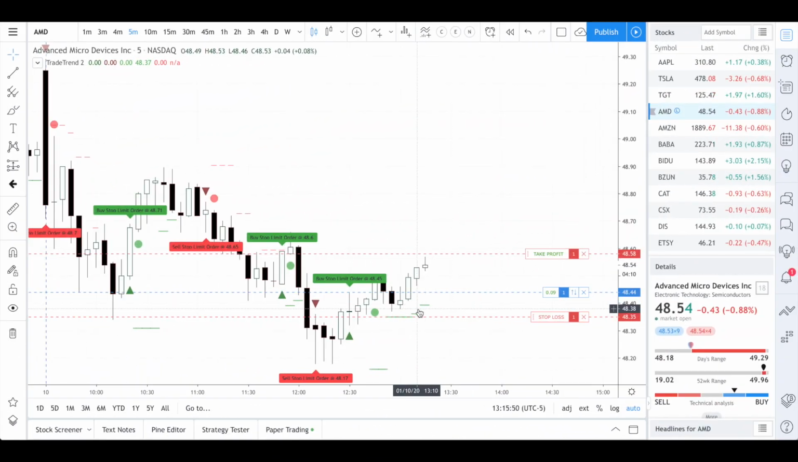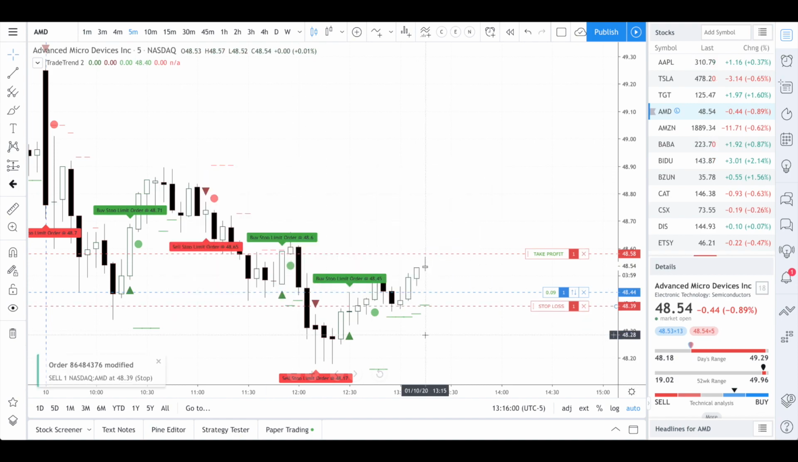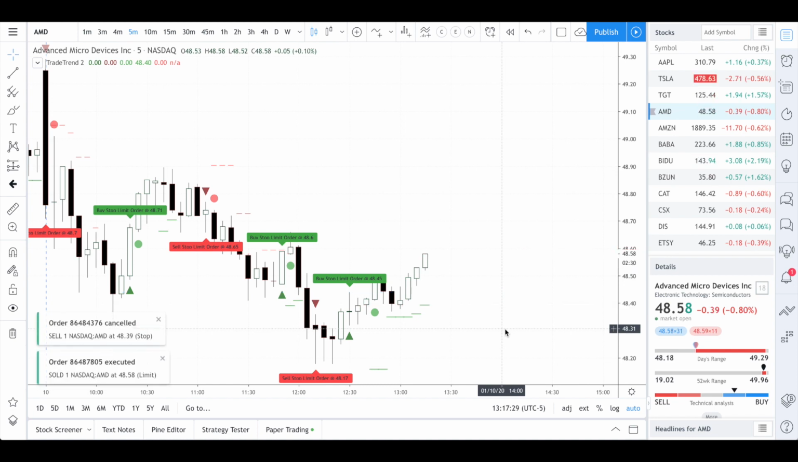About 8 minutes later, I noticed that Trade Trend is suggesting that I move my stop loss up. So I'm going to move this stop loss up just a notch to about 48.39. About a minute later, I watch as the stock hits our take profit level, and we've got a winner.